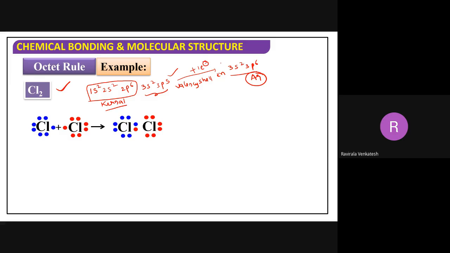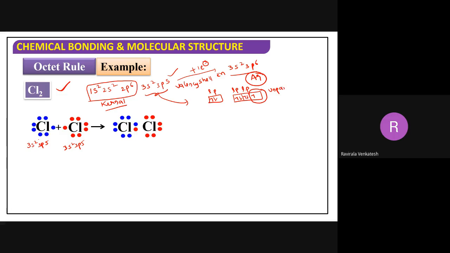In this case, it can gain one electron even by sharing. Observe here. This is the 3s2 3p5 configuration. I'm writing 3s2 3p5 here, and this one also 3s2 3p5. Now the 3s2 is a lone pair, and in 3p5 we have lone pair, lone pair, lone pair, and one unpaired electron.